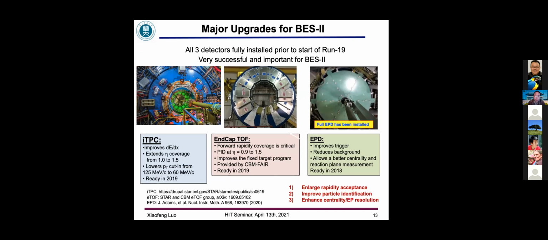The second phase of the beam energy scan started in 2018, and STAR has three major upgrades: the iTPC, eTOF, and the EPD. These three detectors enlarge the rapidity acceptance of STAR, improve the particle identification, and enhance the centrality and event plane resolutions. They have been very successful and very important for the second phase of the beam energy scan.